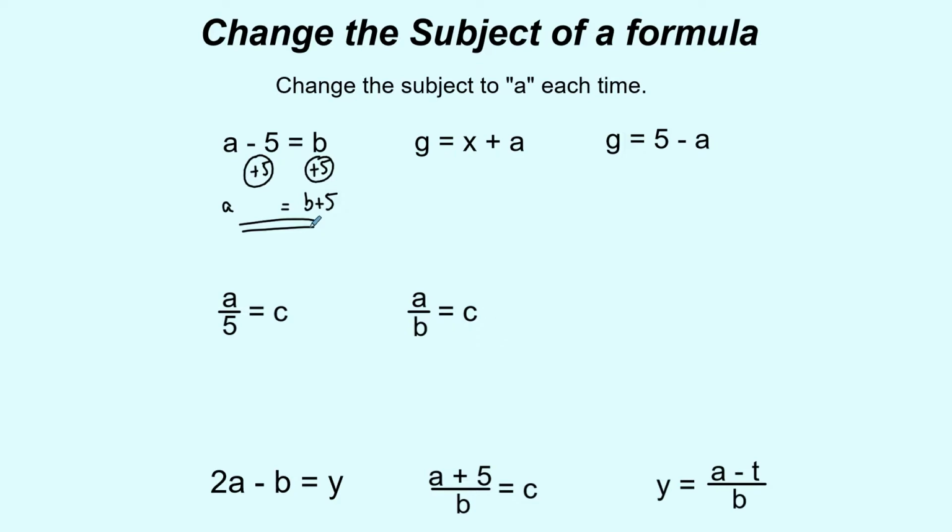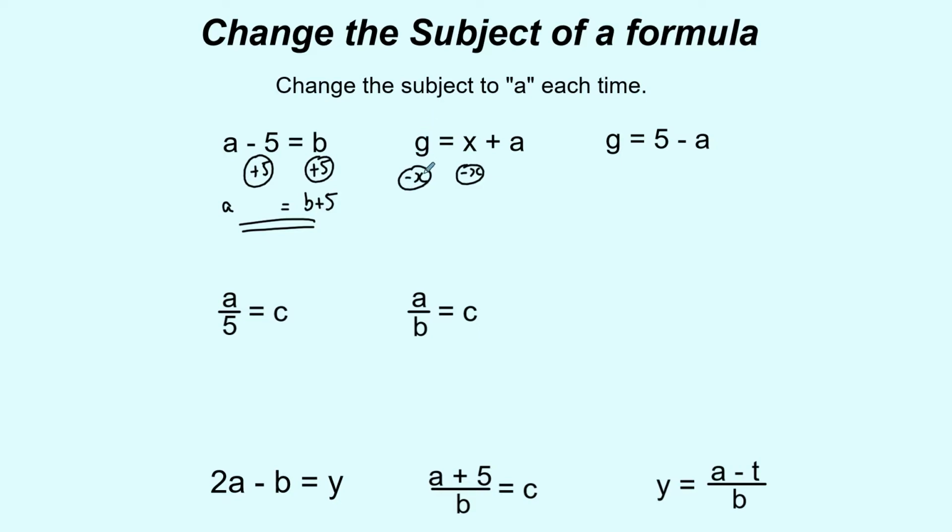Okay, second example, same idea, but the equation's flipped around this time. We're still looking to get the A on its own. So what we're going to do is take away an X from this side. That'll leave us with the A. I'm going to take away an X from this side.